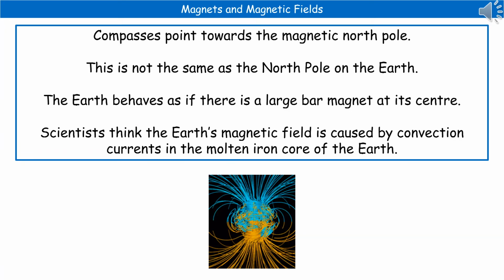When we're using a compass, then it's actually pointing towards the magnetic North Pole, which is different to the North Pole of the Earth. So what we find is the reason our compass does this is because the Earth behaves as if we've got a giant bar magnet at the centre. And the reason behind this is that scientists think the Earth's magnetic field is caused by convection currents in the molten iron core of the Earth.